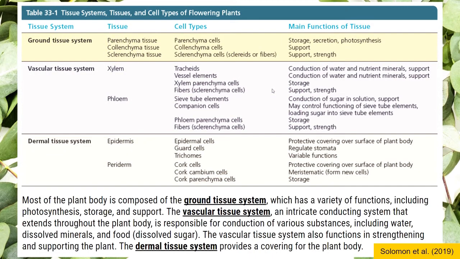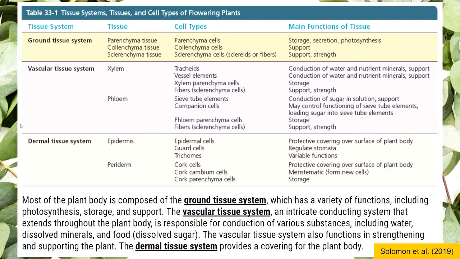These are the tissue systems and the types of tissues that they give rise to or that are part of their tissue system. So again, most of the plant body is composed of the ground tissue system. Anything that is not vascular and not dermal is part of the ground tissue system. So this includes parenchymal tissues, collenchyma, sclerenchyma, and the main functions are storage, secretion, photosynthesis, support, and strength. So again, the actual plant body is mostly made up of ground tissue system.